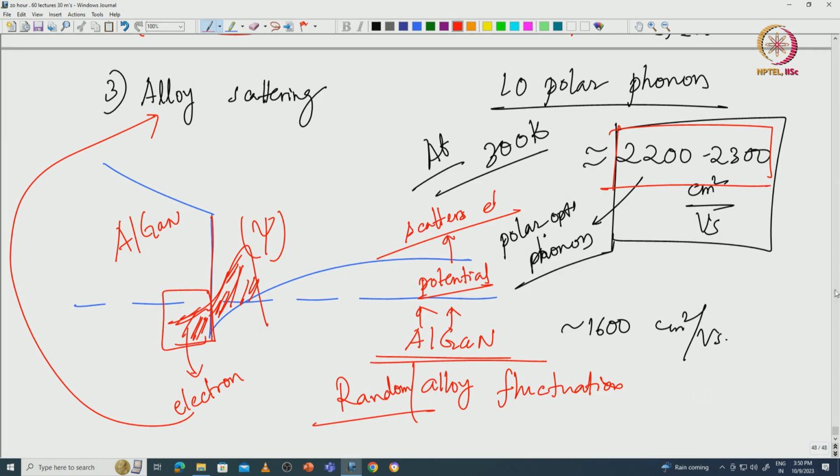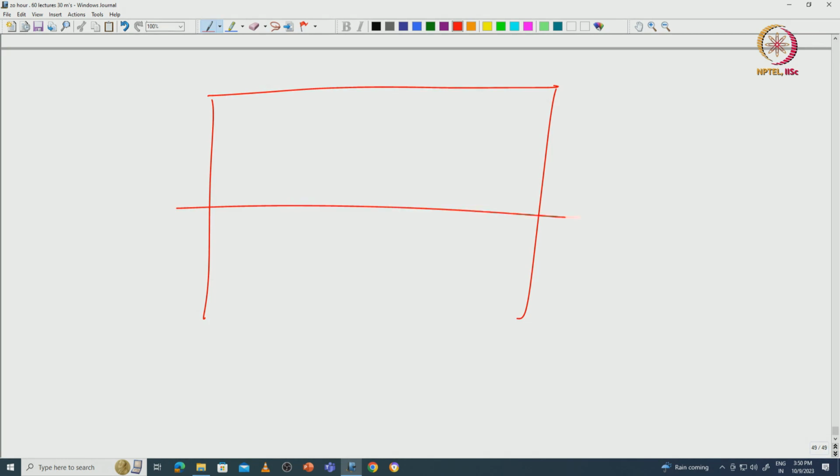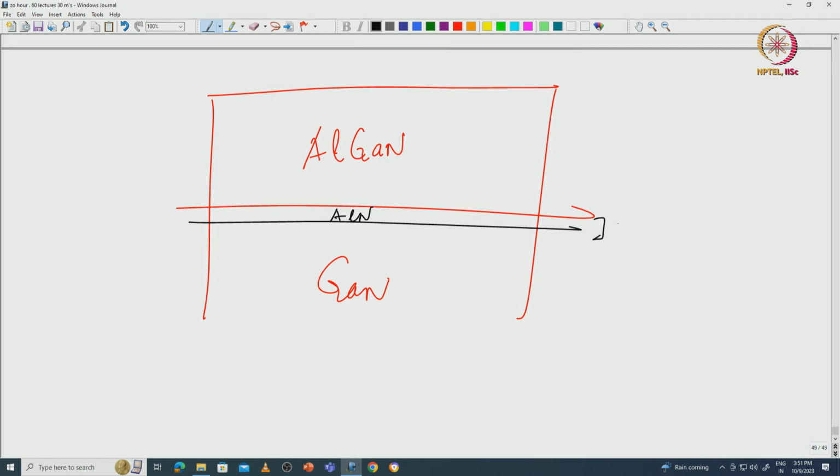So how do you solve it? The way you solve it gives you two benefits. One is that it increases the charge density of the 2D electron gas, and secondly it removes alloy scattering and helps improve the mobility. So what you do is that you have this AlGaN, you have this GaN, and in between you have a thin layer of AlN, which could be 1 to 2 nanometer, not more, a thin layer of AlN. So how will the band diagram look like? The band diagram will look like something like that.